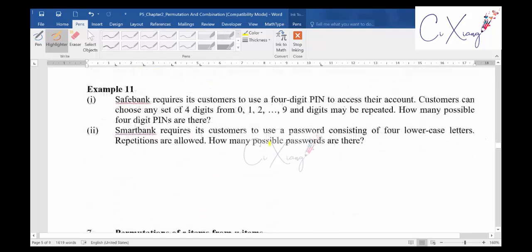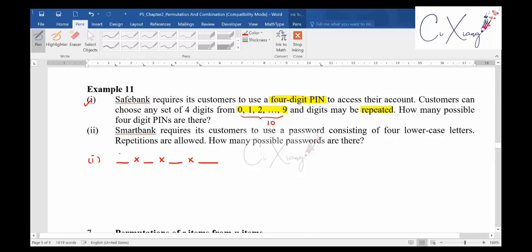For example 11, if you read the question, they said I want to create a 4-digit PIN, and you can choose any set of 4 digits from 0 until 9, and digits may be repeated. So how many possible 4-digit PINs are there? Again, your PIN is 4 digits: 1, 2, 3, 4. From 0 until 9, how many numbers are there? There are 10 numbers. So there's no restriction, right? They said all the digits can be formed from 0 until 9.